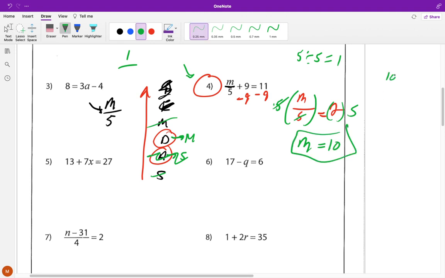We can plug it back in to check. Well, 10 divided by 5 plus 9, what does that equal to? 10 over 5 is 2. 2 plus 9 is 11, which is what it had.